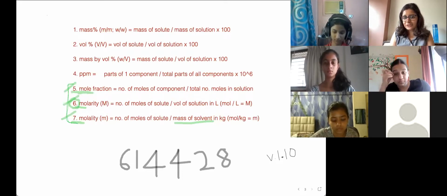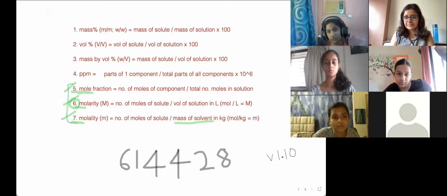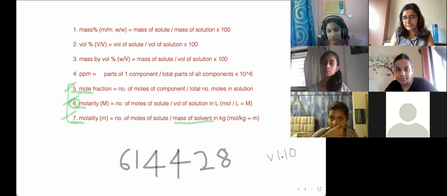Does this make sense to you guys? Or should we discuss it? I understood that. Yeah, I saw Sia also nodding. Arya, Kaveri, and Sanskriti. Gelatin versus NaCl.